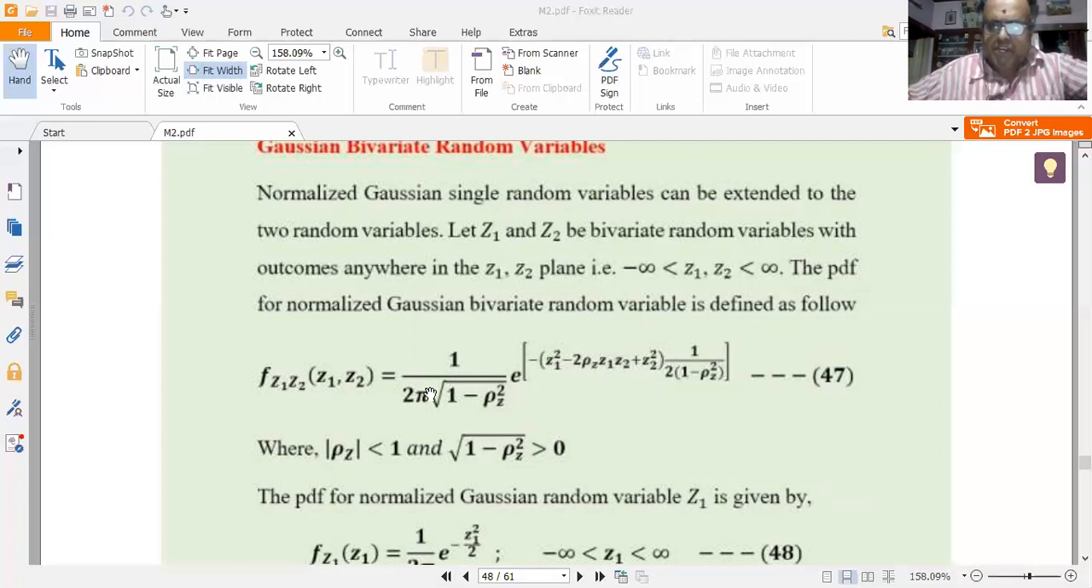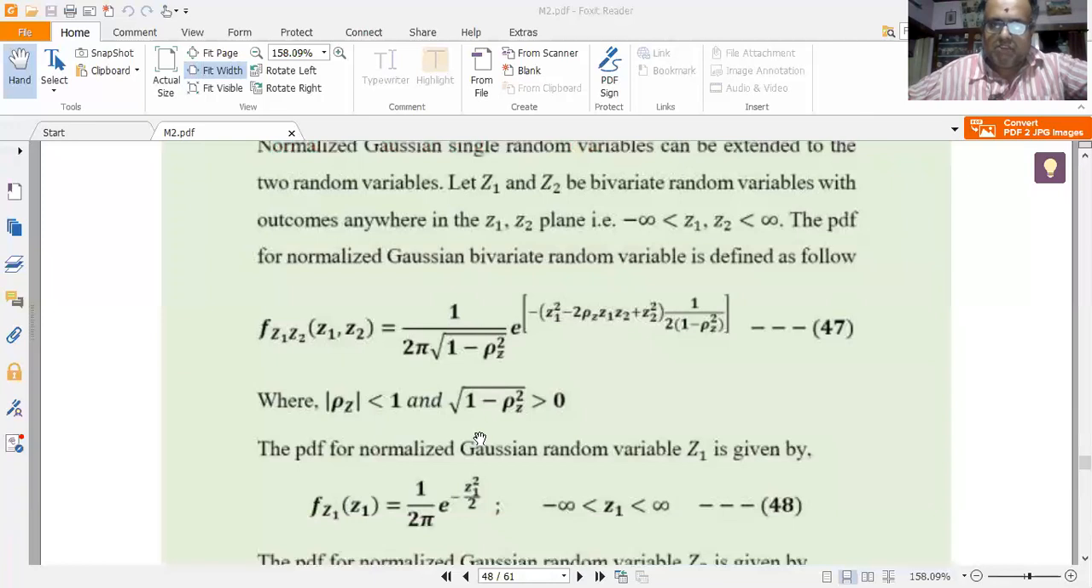Let me repeat. The PDF for a two-dimensional normal distribution or standardized Gaussian distribution is given by f_Z1Z2(z1, z2) equal to 1 by 2 pi root of 1 minus rho z squared, into e to the power of minus (z1 squared minus 2 rho z z1 z2 plus z2 squared) into 1 by 2 into (1 minus rho z squared). Call it equation 47. Here mod of rho z is less than 1 and root of 1 minus rho z squared is greater than 0. That's the assumption.